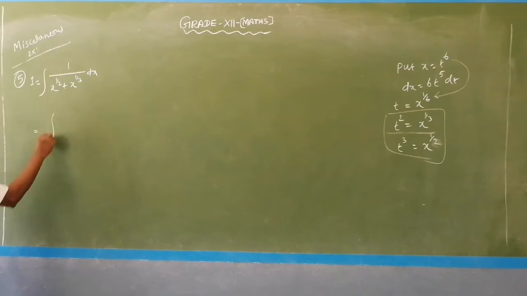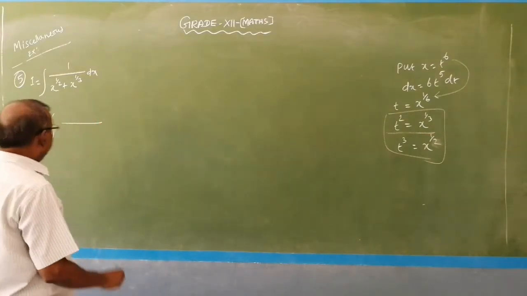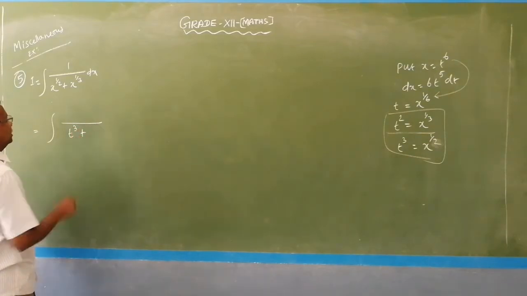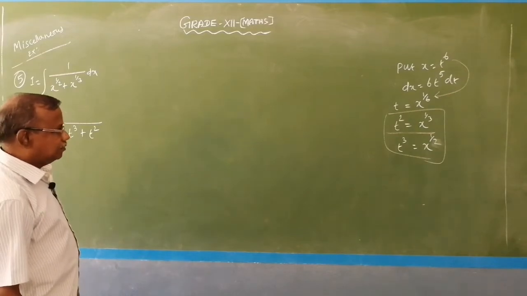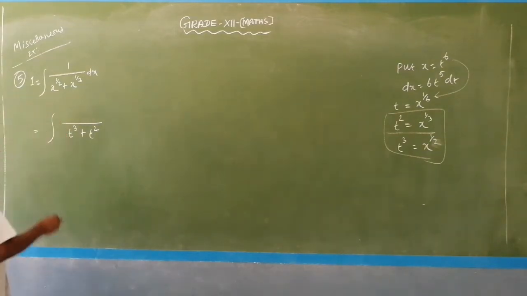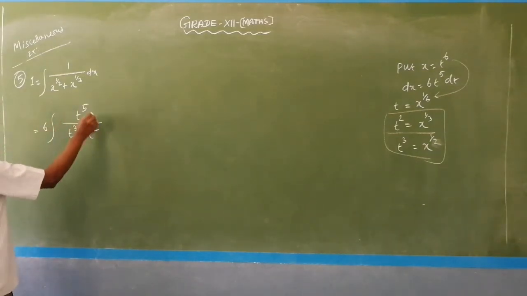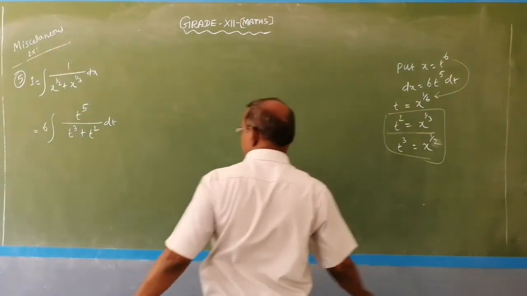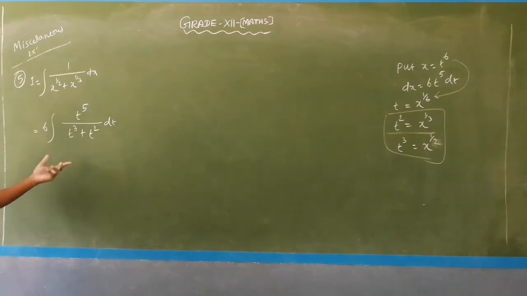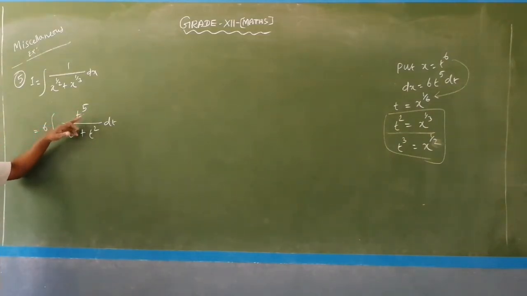Now I equal to integral, in the denominator x power 1 by 2 means t cube, plus x power 1 by 3 means t square, and in the numerator instead of dx we have to write 6 into t power 5 into dt. Now this is a rational function where the power of the numerator is greater than the highest power of the denominator, thus it is an improper fraction.